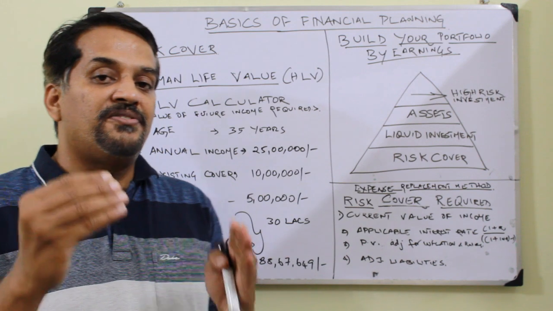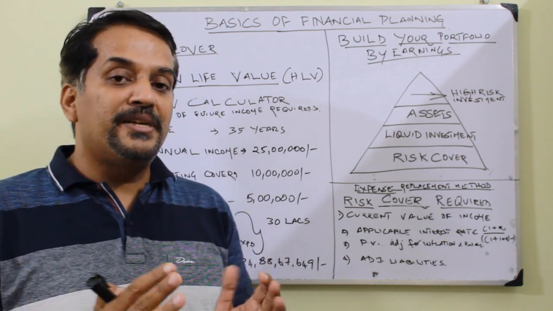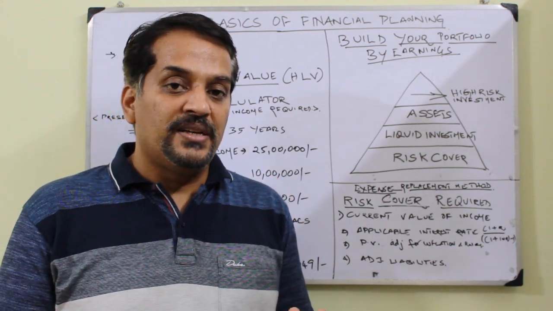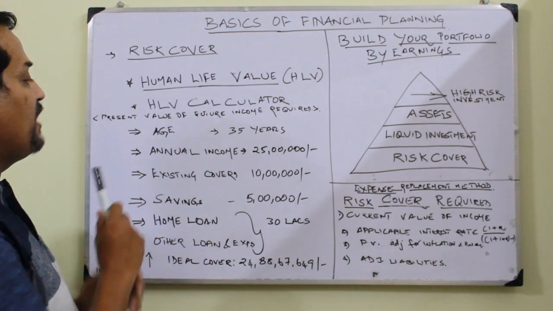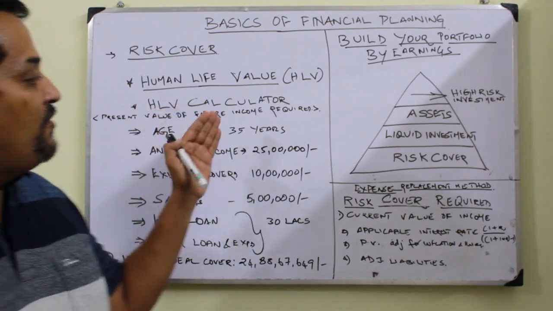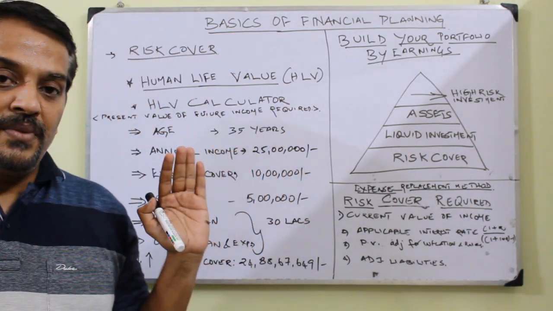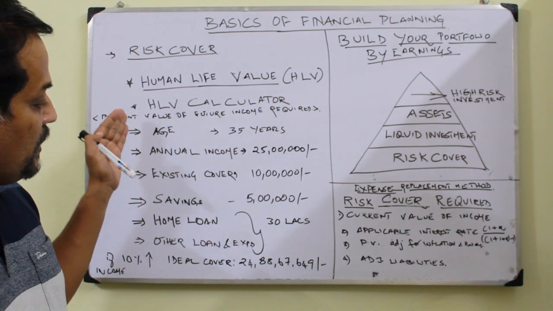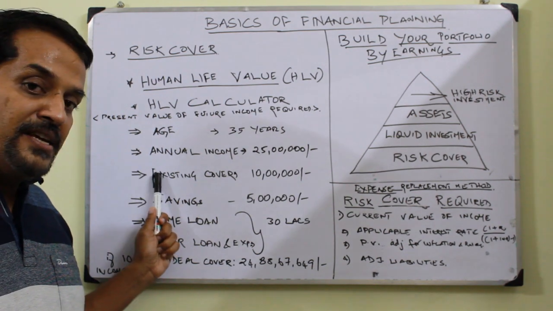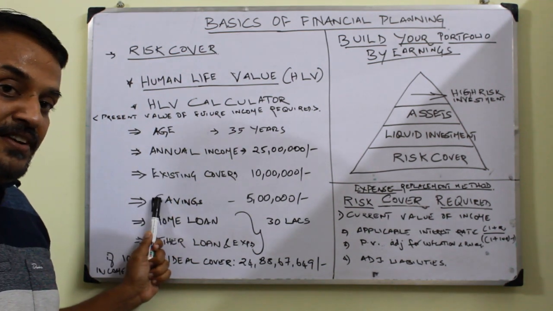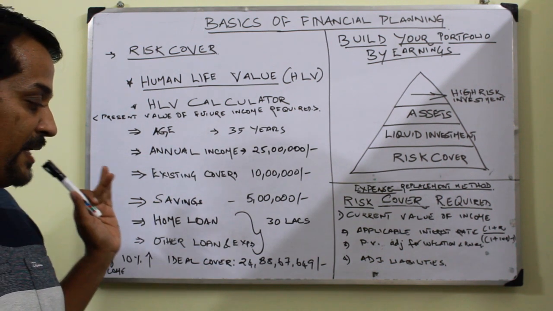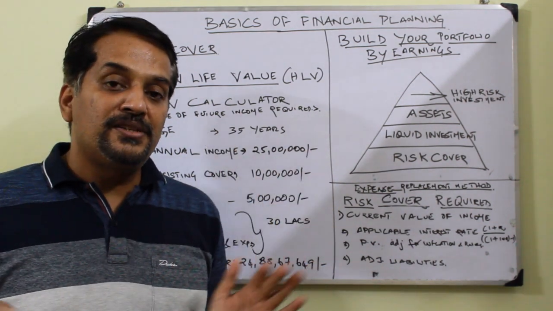What is the human life value calculator? What are all the parameters you have to take into consideration while calculating the insurance cover required? So let's see. The human life value calculator is just a calculation of the present value of future income required. The parameters are age, annual income, existing cover, how much savings you have, how much liabilities you have, then household expenses. These are all the parameters required to calculate.